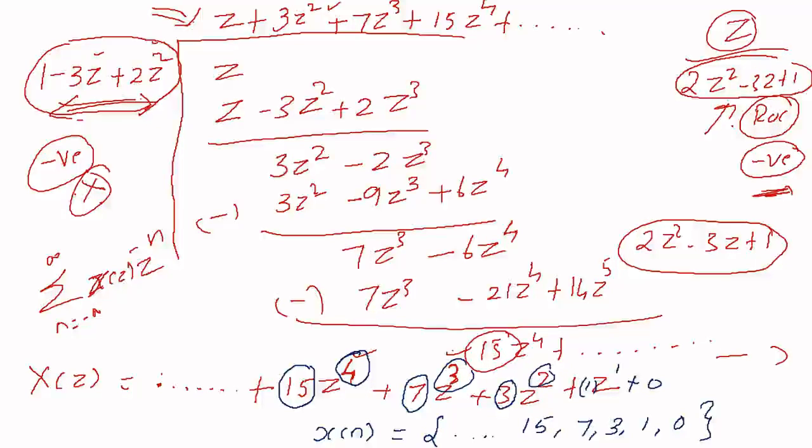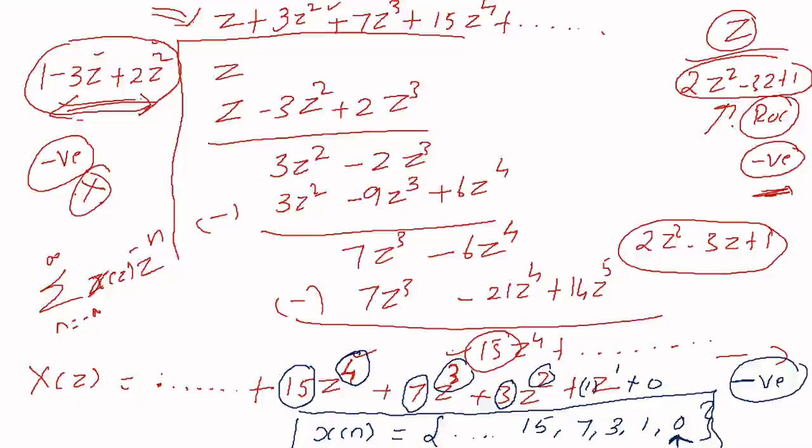Which is the origin here? Since I have found out that the time sequence is a negative time sequence, I am very sure my origin is this one, right? So this is how to solve this particular problem. So let's try to do one more problem so that you can understand more.